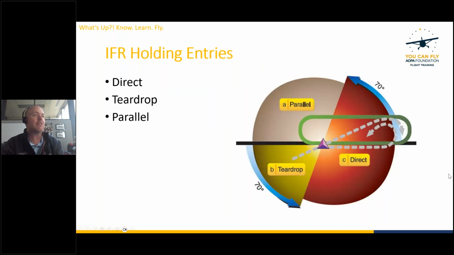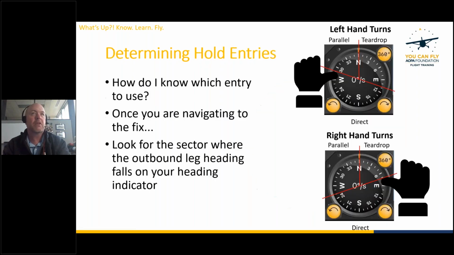This will be the last part that I teach you guys. For my folks out there that don't have their instrument ratings, you will spend time learning the different types of entries: direct, teardrop, or parallel. There's lots of information. I have articles that I put there for you. It's in things like Rob Machado's book, The Instrument Flying Handbook. But let's just talk about my trick for doing this.